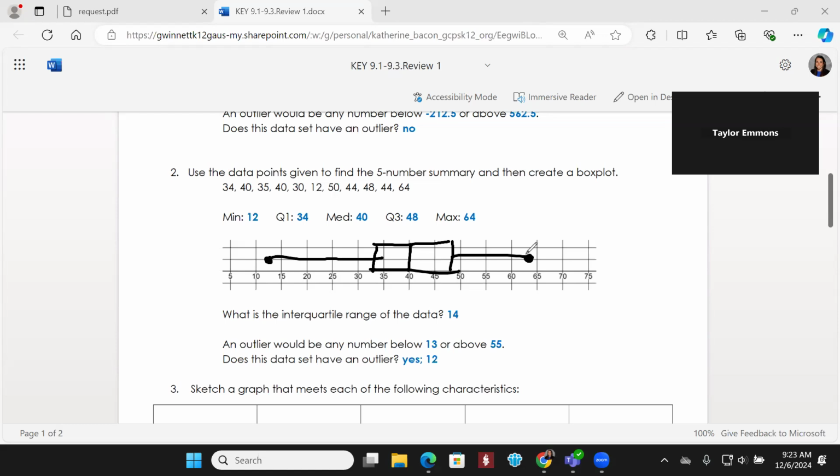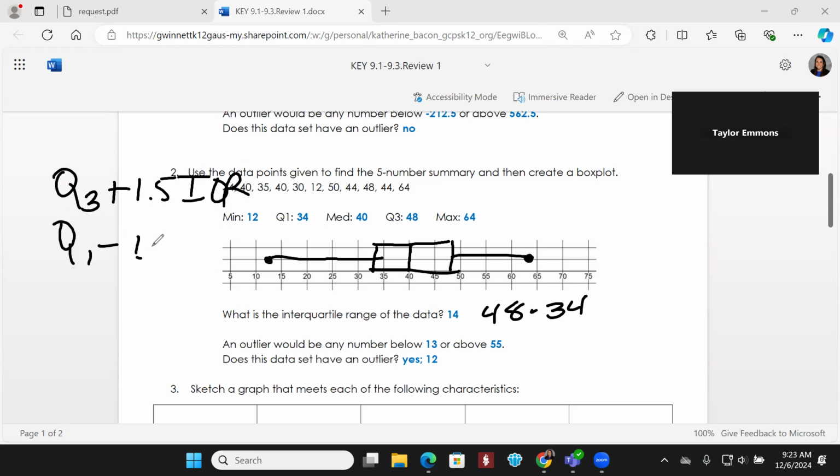Interquartile range, that's Q3 minus Q1. So that's 48 minus 34. That's 14. Are there any outliers? Yes. Okay, and that's going to be 12. Again, the way you do it is Q3 plus 1.5 times IQR and Q1 minus 1.5 times IQR. Questions on that one?